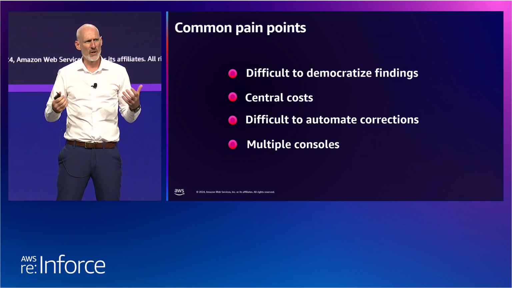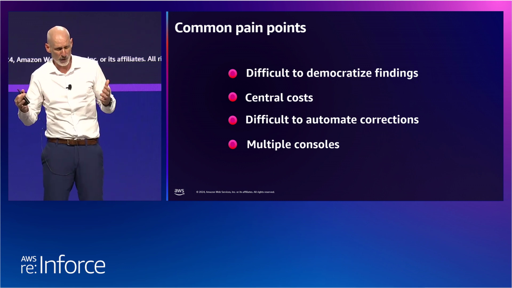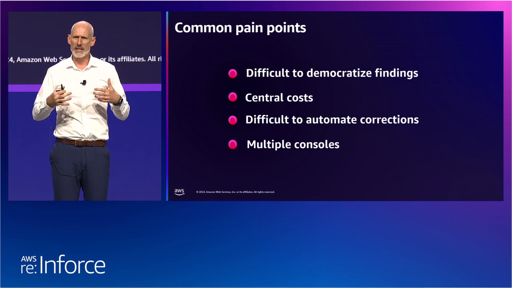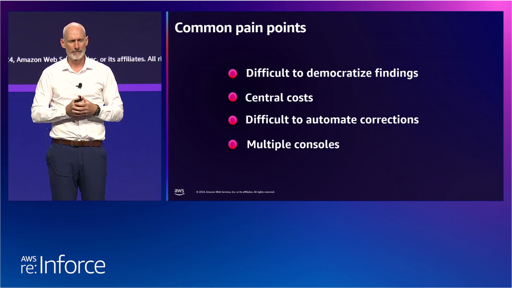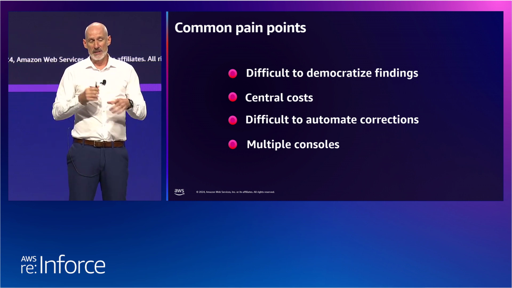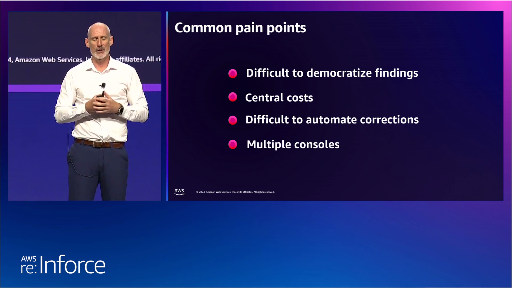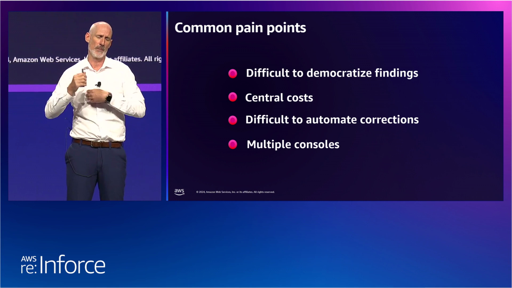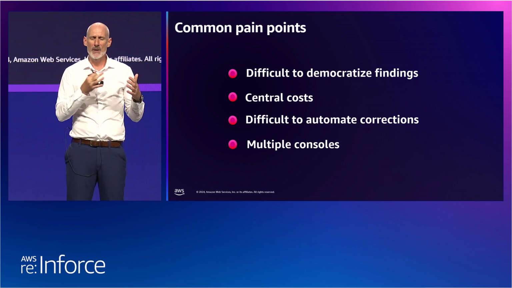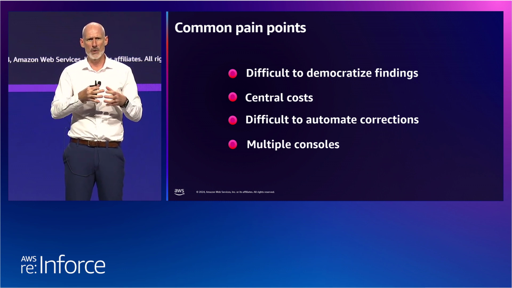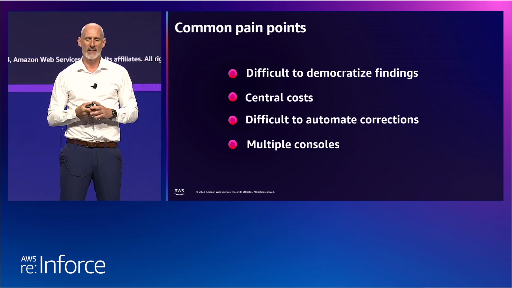We also had centralized costs. The security team was the one putting in these applications, these central consoles, and paying for this. It's then difficult to get a real total cost of ownership for applications and the resources they were using. I pointed out before the difficulty to automate the corrections. We're having to duplicate controls or have some trigger coming from the external tool. And finally, for both the application teams and the security teams, you're having multiple consoles to try and see what your security posture was across your application account or the organization as a whole.